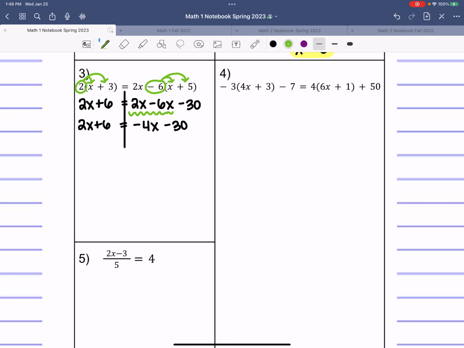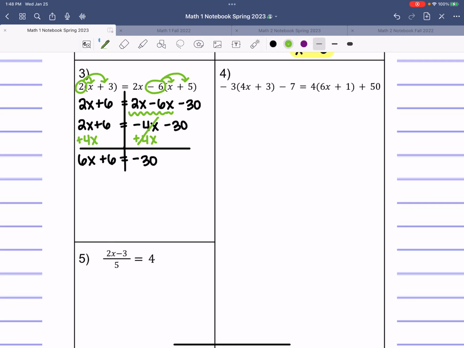Now we want to move the variables to the same side. So we're going to move this negative 4x by adding 4x on both sides. We simplify. That would be 6x plus 6 equals negative 4x plus 4x is 0, so bring down that negative 30.